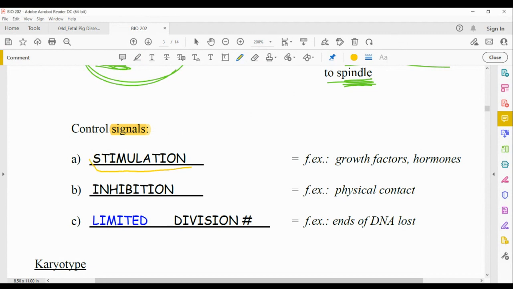So firstly, let's talk about the stimulation of the cell cycle. We can promote the cell cycle to happen. And usually various growth factors and many hormones play a role in that, driving it so that we keep going on with the cell cycle. We can also inhibit the cell cycle. So if we don't want it to progress as fast, as efficiently, as much, we do have many inhibitory mechanisms.